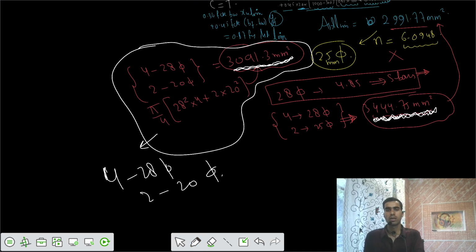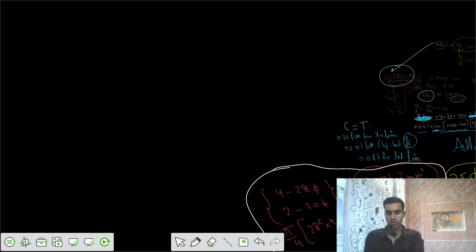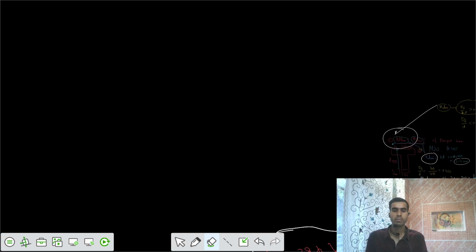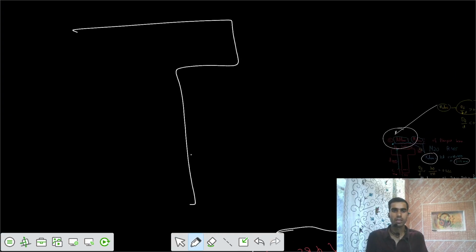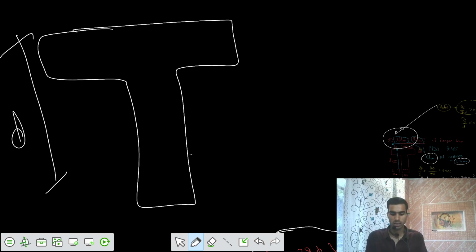So finally, I can show those bars also. Let's try to have that diagram. If this is your flange, this is your web, and there is some effective depth d. Let's say this is the center to center distance between those bars, such that a few bars are above this line and a few bars are below this line. If this is one bar, this is one more bar, there are 4 bars placed at the bottom.